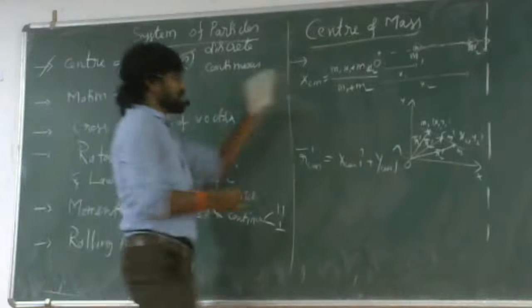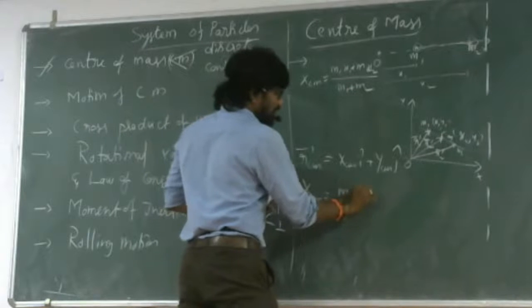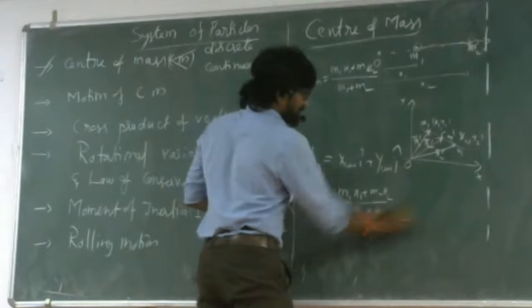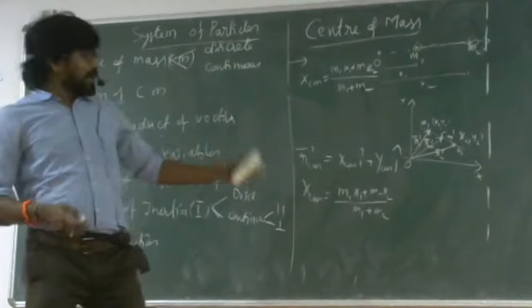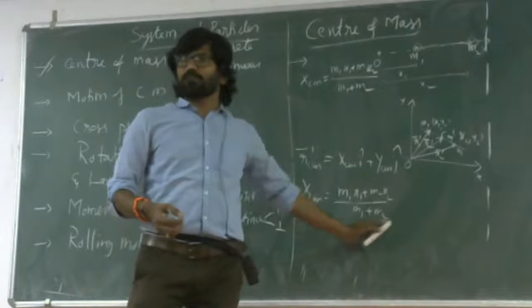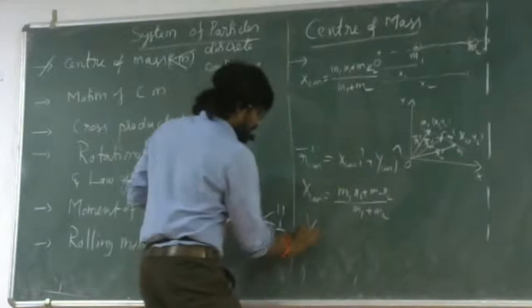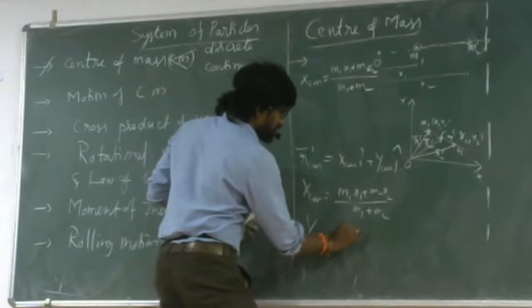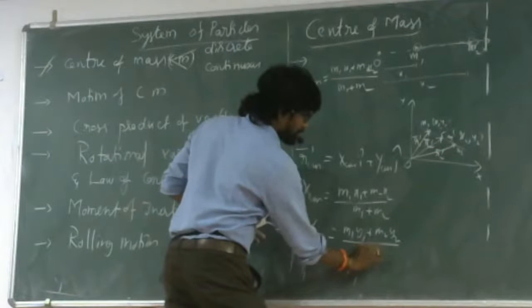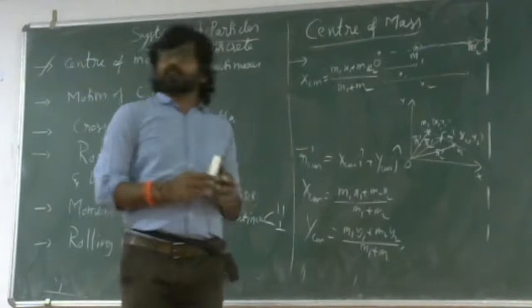where xcm is equal to m1x1 plus m2x2 by total mass. In case of n particles, you have to take m1x1 plus m2x2 plus so on plus mnxn, divided by m1 plus m2 plus so on plus mn, the total mass. And ycm is equal to m1y1 plus m2y2 by the total mass m1 plus m2. So this is how you can take it.